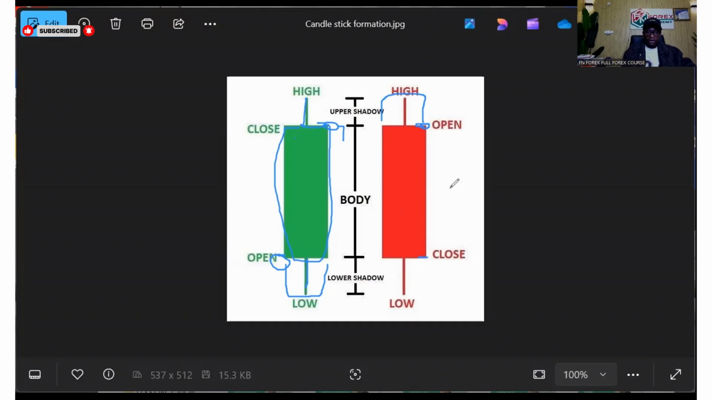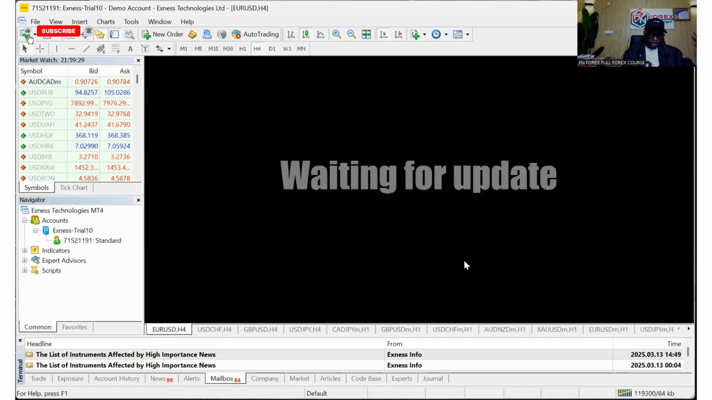Now let's look at the chart. If we go now to the chart, you're going to see that we are able to identify the wicks. Let me open MetaTrader 5. Okay, let's use MetaTrader 5.